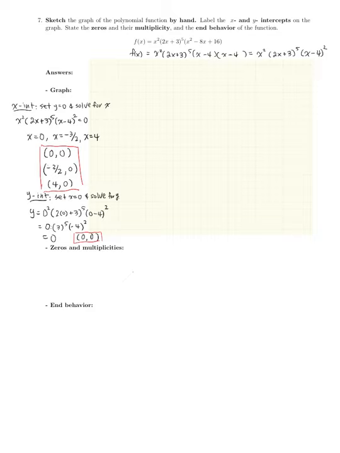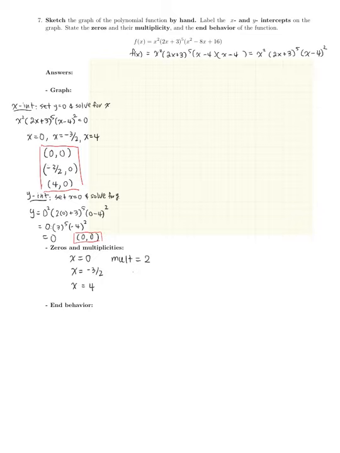Okay, so now let's go with the zeros and multiplicities. Okay, so the zeros are x equals to 0, x equals to negative 3 over 2, and x equals to 4. Alright, now let's go back. Now x equals to 0, so we're looking at the function x squared. So in this case, the multiplicity is going to be even. In fact, it's going to be 2.